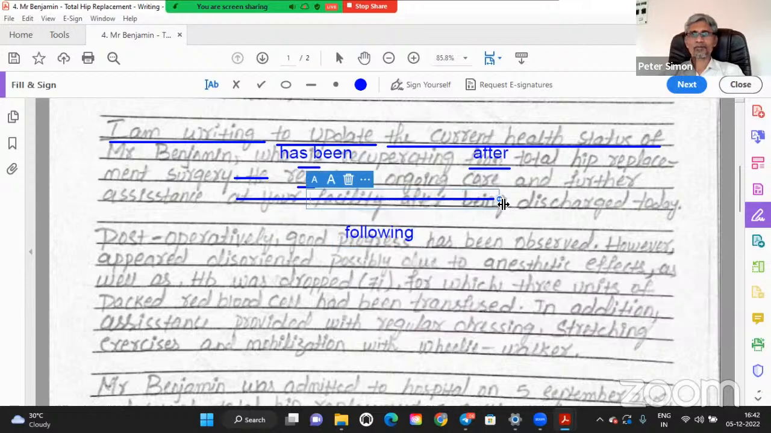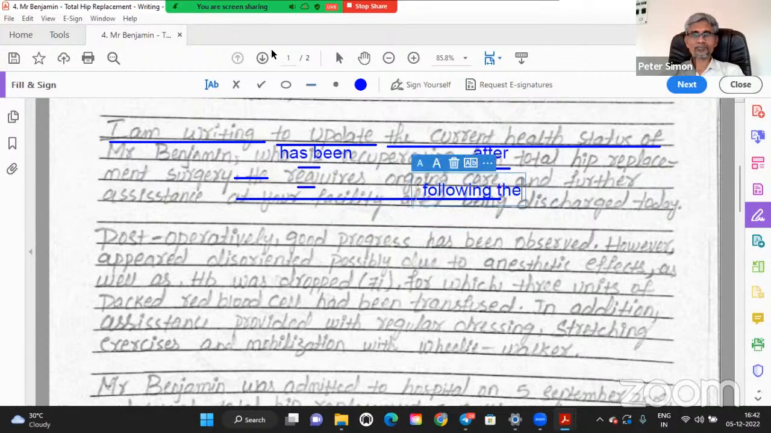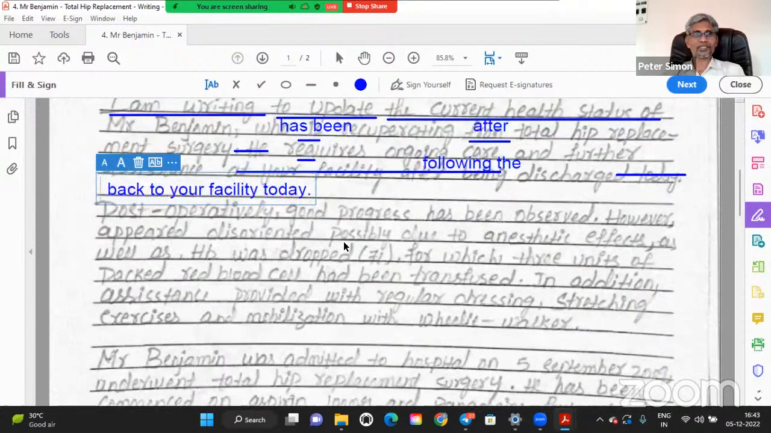Following the discharge, following the discharge back to your facility today. That means everything there only, discharge there, service there, everything there. So that is better. Mr. Benjamin, who has been recuperating after total hip replacement surgery, requires ongoing care and further assistance following the discharge back to your facility. Like that, you write better.